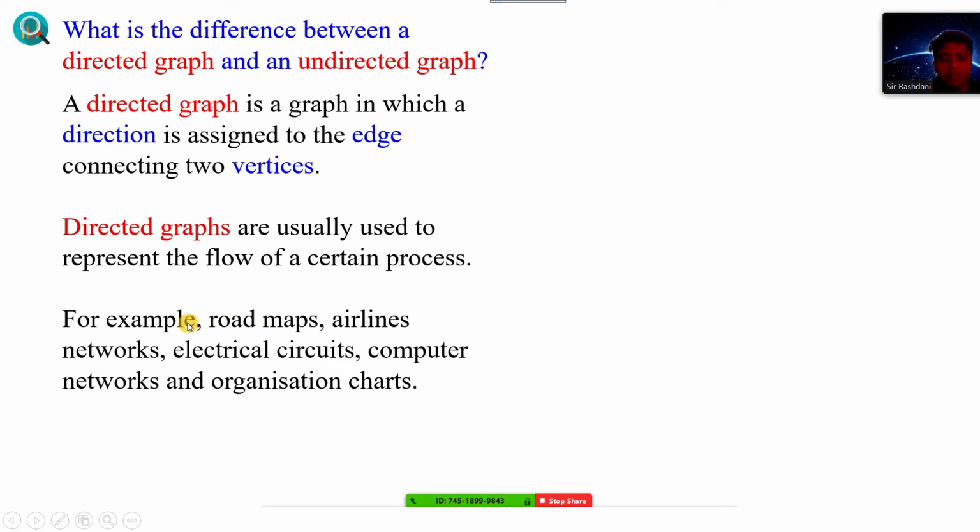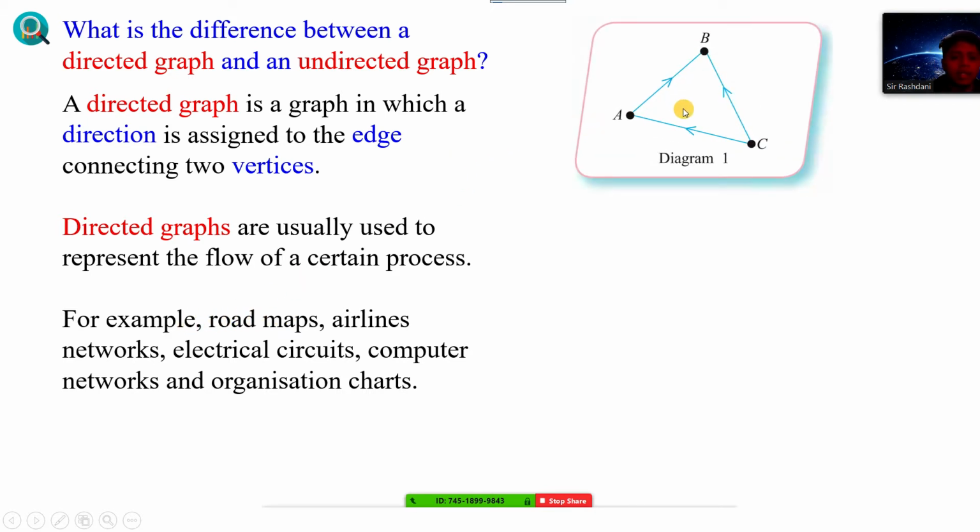For example, this is an example of a directed graph. We have two vertices, let's say A and B. So the direction is in here, and this is our edge.